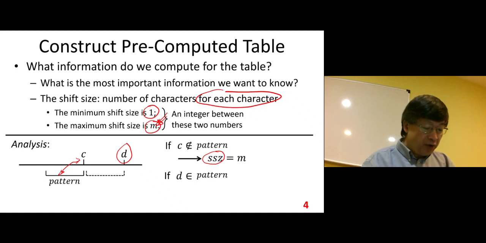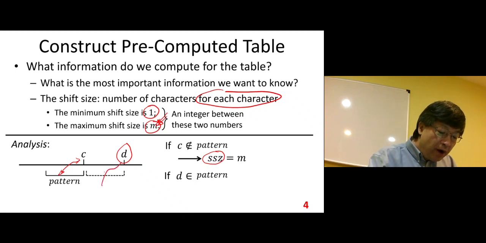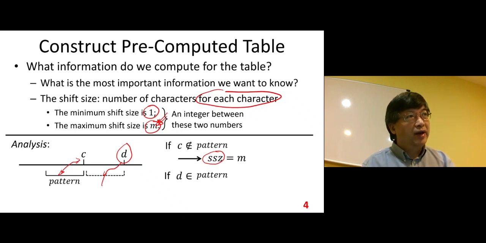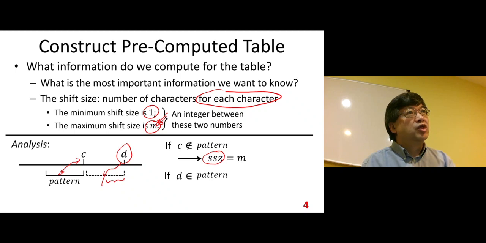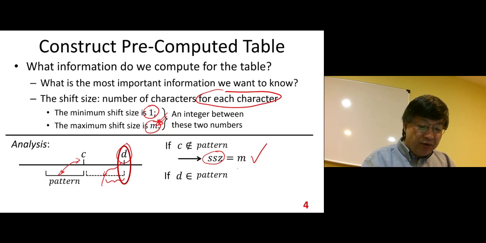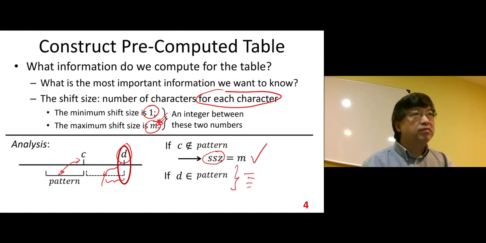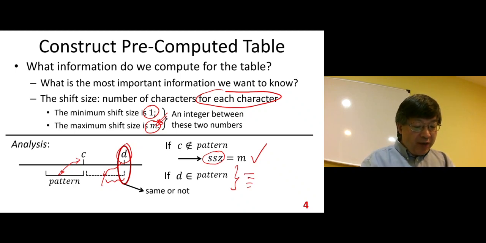Where it is contained in the pattern, so we can find a match somewhere in the middle, right? So then this time we need to shift this smaller number. For this case, we need to do some more discussion. The first case is very easy, so we're done. But the second case, we need to do more discussion. So same or not?